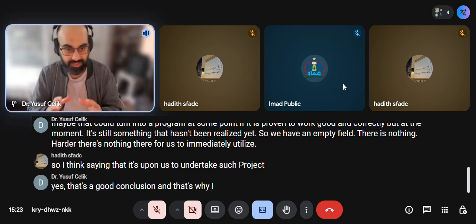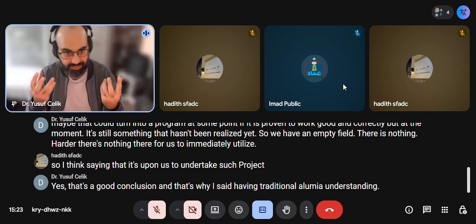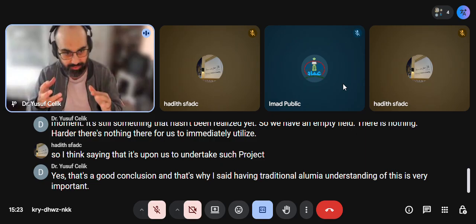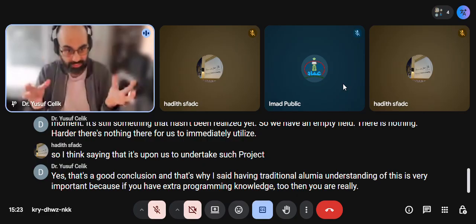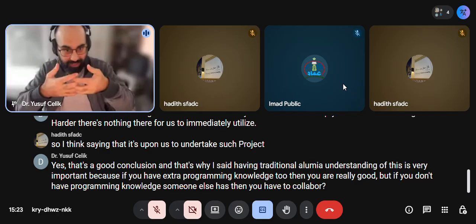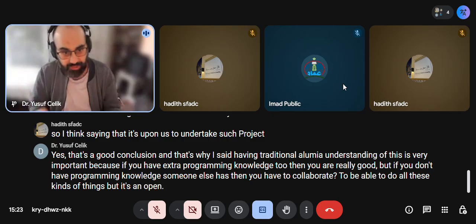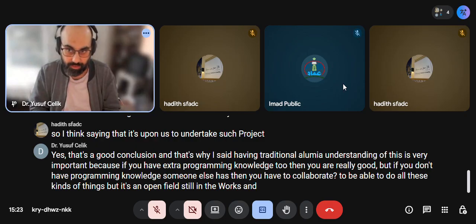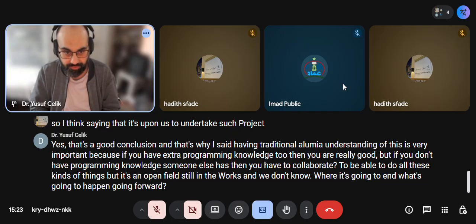And that's why I said having traditional ilmiya understanding of this is very important, because if you have extra programming knowledge too, then you are really good. But if you don't have programming knowledge, someone else has, then you have to collaborate to be able to do all these kinds of things. But it's an open field still in the works, and we don't know where it's going to end, what's going to happen going forward.